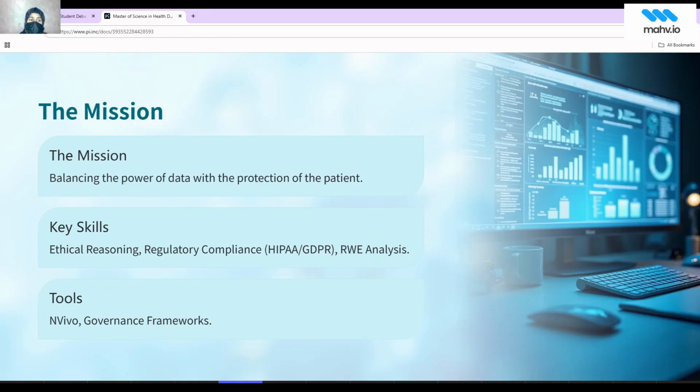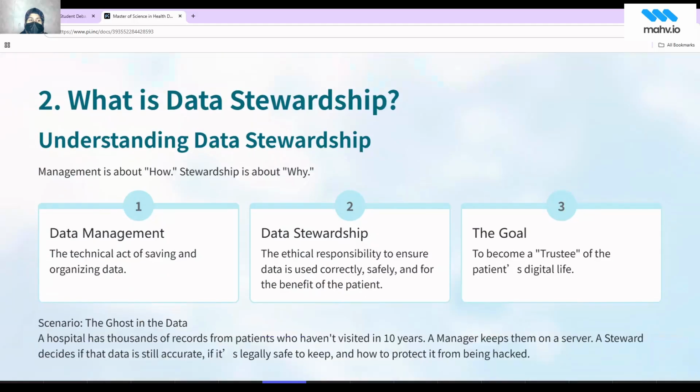So, our mission is balancing the power of data with the protection of the patient. Key skills are ethical reasoning, regulatory compliance, and real world evidence analysis, and the tools are the ones that we will discuss.